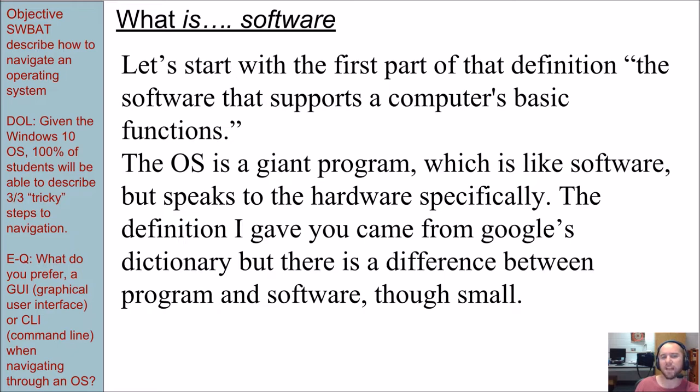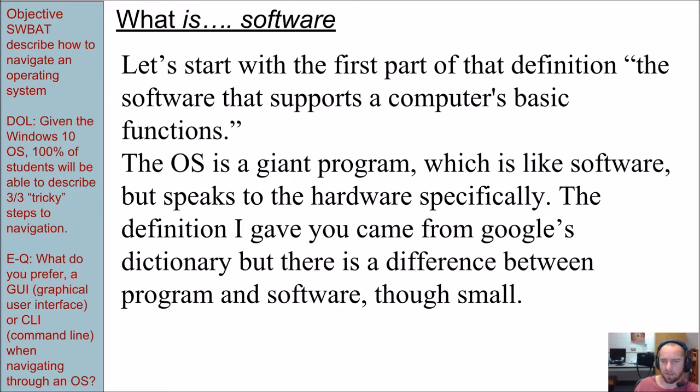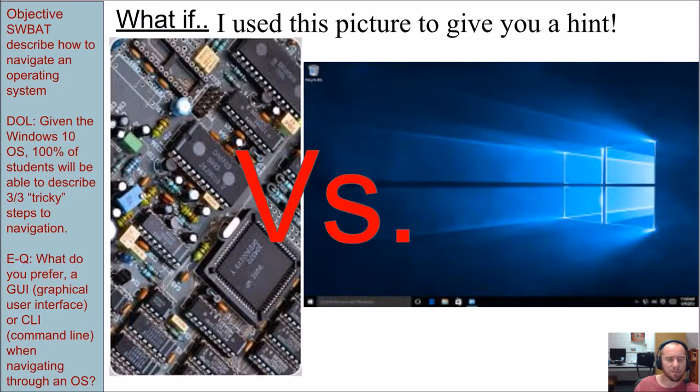The first part of that definition where it says the software that supports a computer's basic functions might need some clarification. So the OS is this giant program, which is like software, but speaks to the hardware specifically. The definition I gave you came from Google's dictionary, but there is a difference between programs and software, though they're small. I'm guessing not a lot of techies are going to be able to explain the difference to you. So what a great opportunity here to try to get smarter than everybody else.